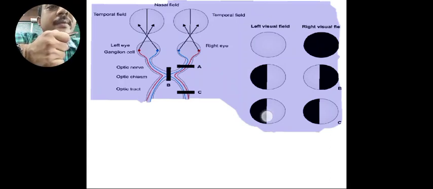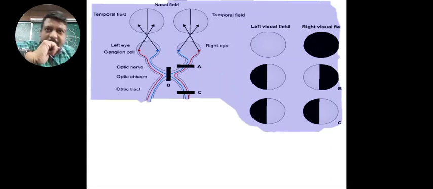The visual field defect is known as homonymous hemianopia of the opposite side. In right-sided injury, there is left homonymous hemianopia of both eyes. Okay. In optic tract injury, the optic tract contains the temporal fiber of the same side and the crossed nasal fiber of the opposite eye. Okay.